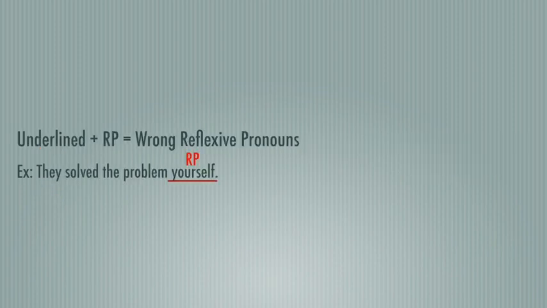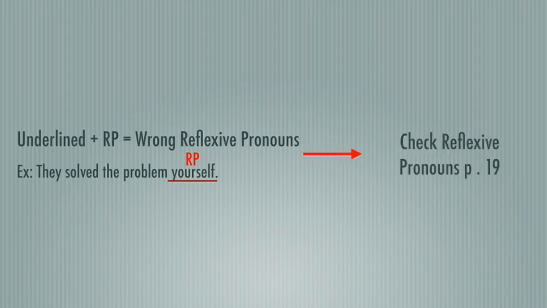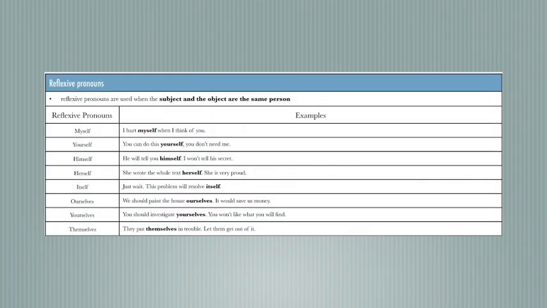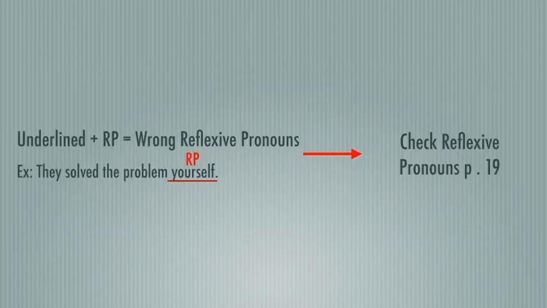Underline plus RP, that's a wrong reflexive pronoun. So they solve the problem yourself. That's wrong. So once again, check the same page, page 19, but this time it's going to be on top of the page. And you have all the reflexive pronouns. So myself, yourself, himself, herself, itself, ourselves, and so on. So look at your context, select the good one. So they solve the problem themselves.